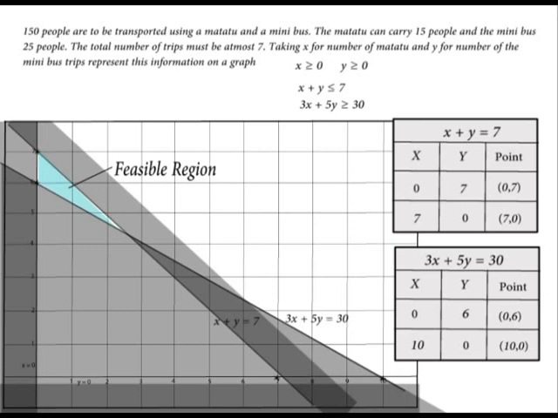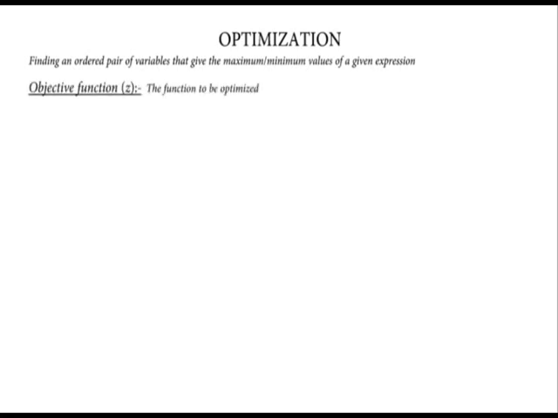So that now we move to optimization. Optimization is the process of finding the ordered pairs of variables that give the maximum or minimum values for a given expression. These ordered pairs of variables are found in the region that satisfies all the inequalities. The process of finding the maximum and the minimum values of linear functions under limiting conditions or constraints is called linear programming. The expression to be optimized is called the objective function.